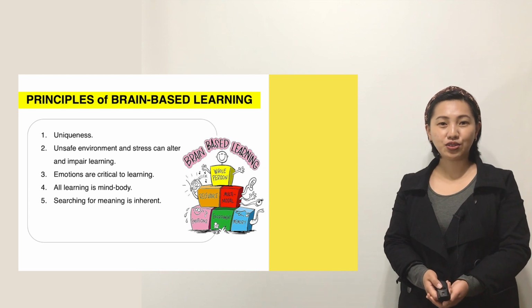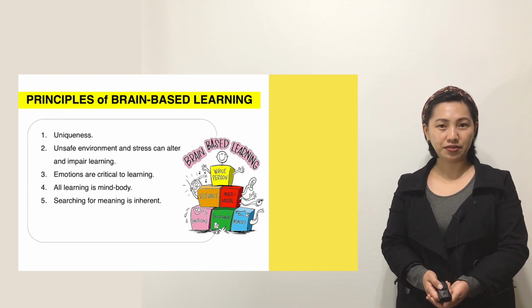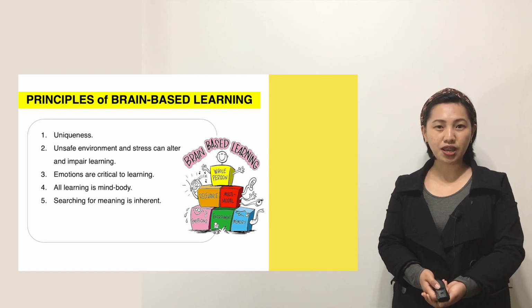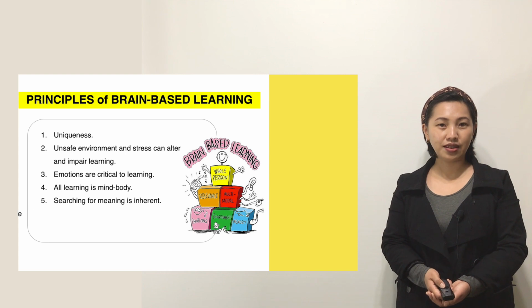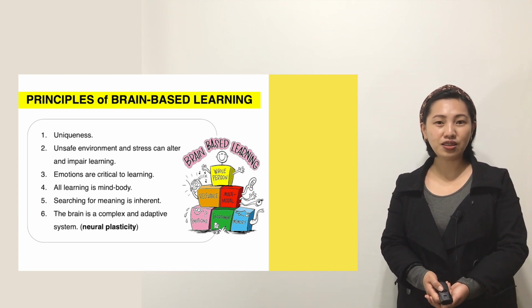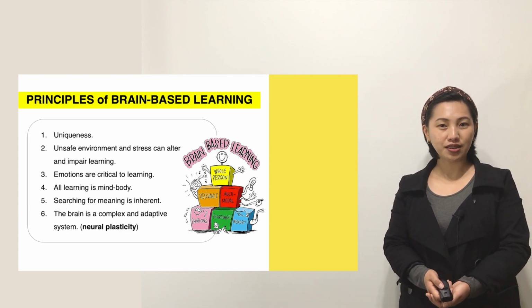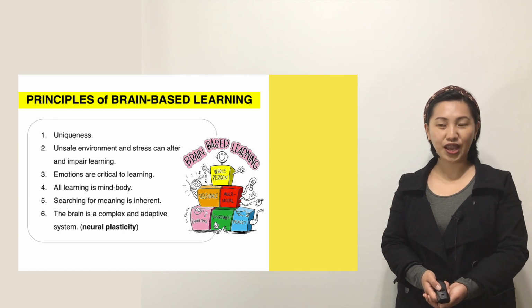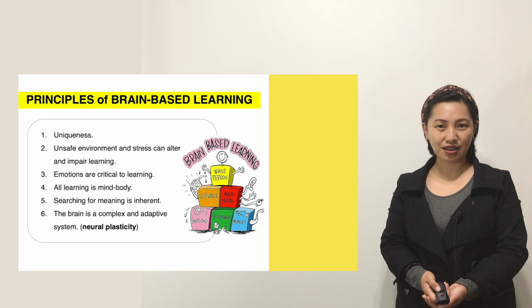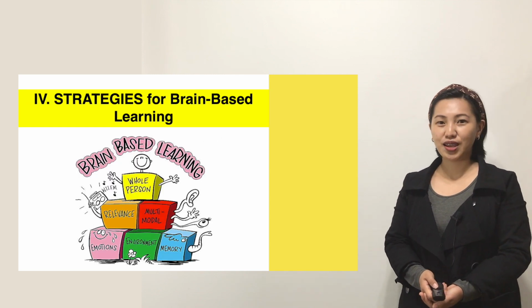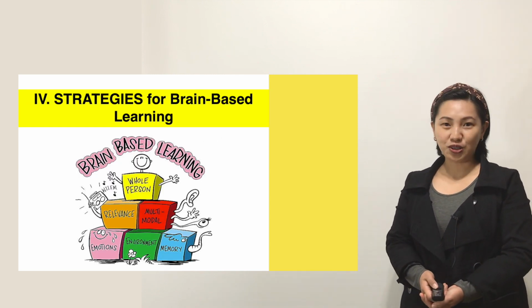Fifth, searching for meaning is inherent. It means it's natural to search for meaning or to search for information and clarity. Sixth, the brain is complex, but it can adapt. And we call that ability neural plasticity. Okay, so those are the principles.